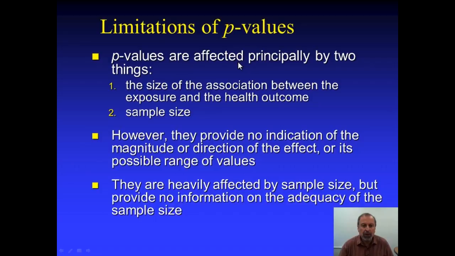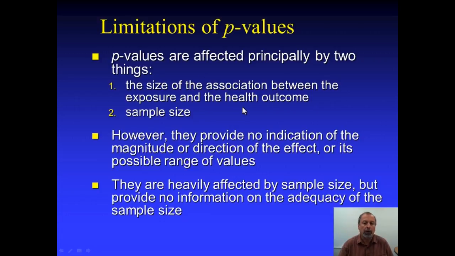So p-values that are produced by a study are affected by two main things. One of them is the size of the association between the exposure and the health outcome. Now we don't know that before we carry out the study. The other thing which we do know is the sample size. But our ability to detect an association between the exposure and the health outcome is very much affected by the sample size. So these two things are not independent.